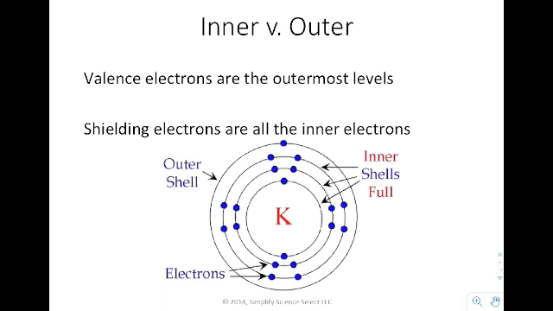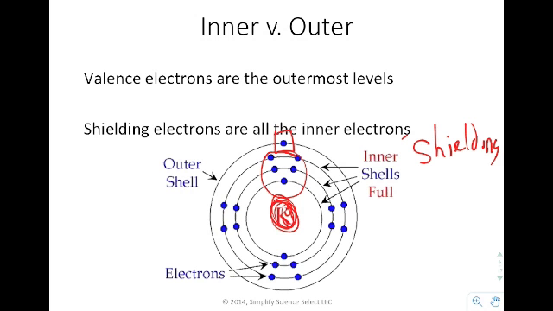So now we need to talk about the difference between inner electrons and outer electrons. Valence electrons are in the outermost level, while the inner electrons are referred to as shielding electrons. They're called shielding electrons because the outer electrons don't get to feel the full positive charge of the nucleus, because all these charges are in the way. That's something you may explore later in another chemistry class, but for now we're just going to call them shielding electrons.